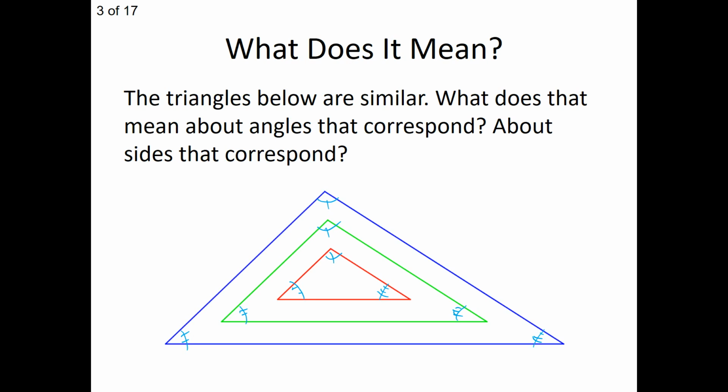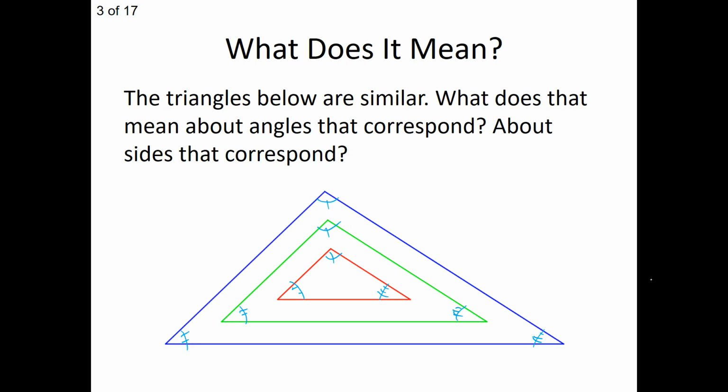Now, what about the sides? This is a bit of a harder question. What can we say about the sides that correspond? Well, as it turns out, we're going to learn that each of the sides are, we use this fancy word that we actually learned about in our last lesson, proportional. So we're going to learn that the sides of these three triangles are going to be proportional to each other.